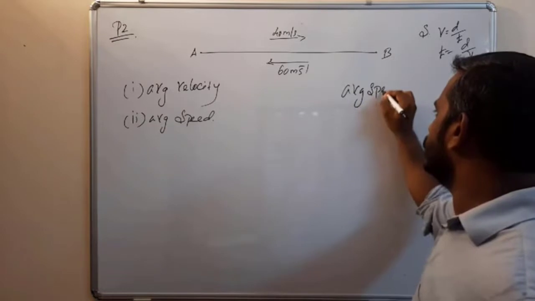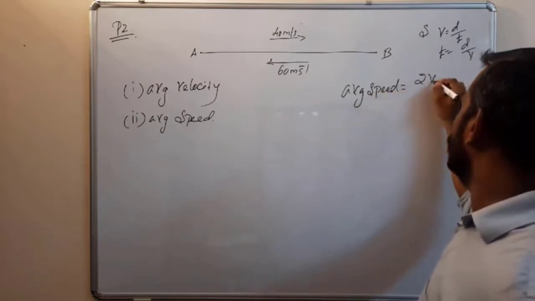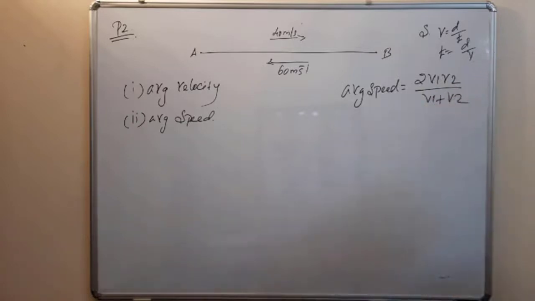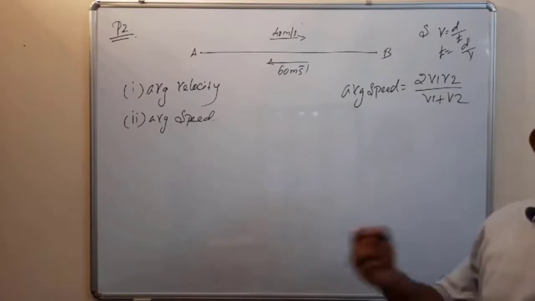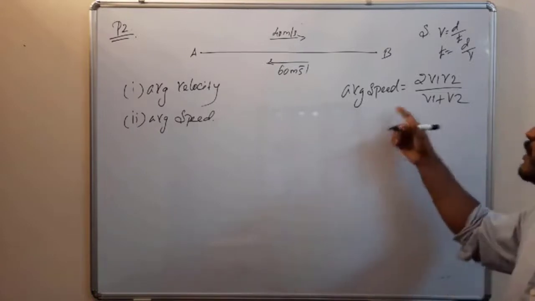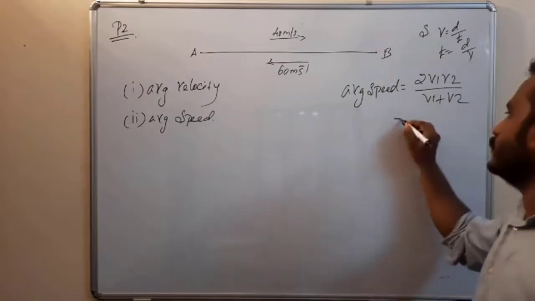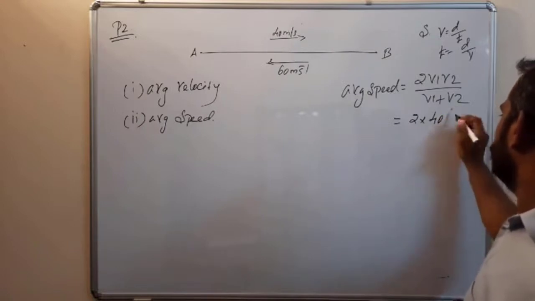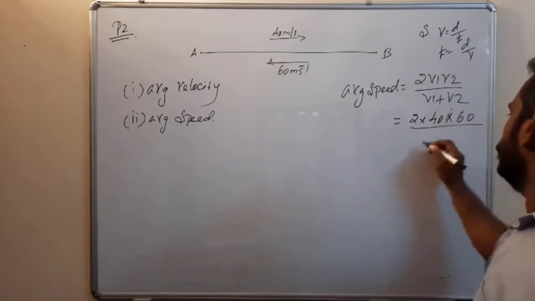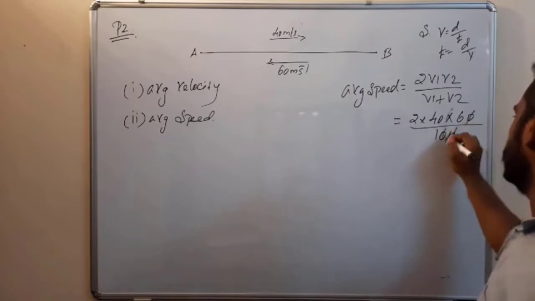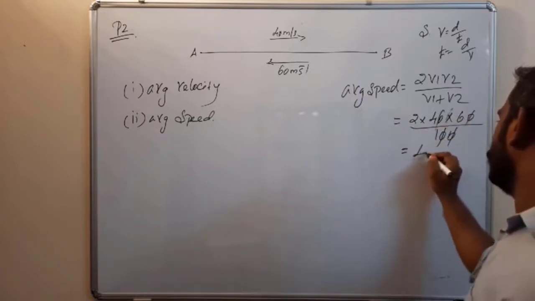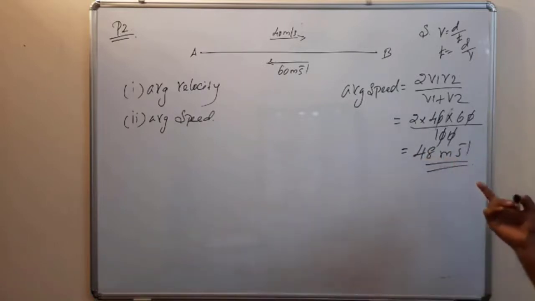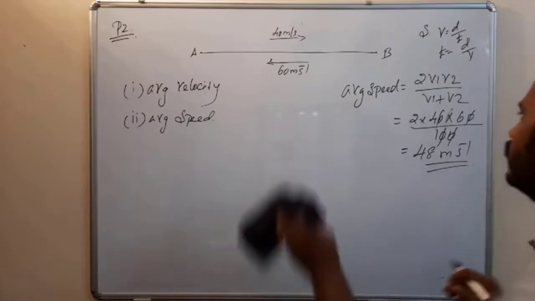That is, average speed is equal to 2 v1 v2 divided by v1 plus v2. The body travels equal distances with different velocities. So that's equal to 2 into v1, that is 40, times 40, and the second velocity is 60. v1 plus v2 is 100. Cut. 6 4s are 24. 24 into 2, that is 48 meters per second. So in this way also you can solve this problem. Clear? Okay.